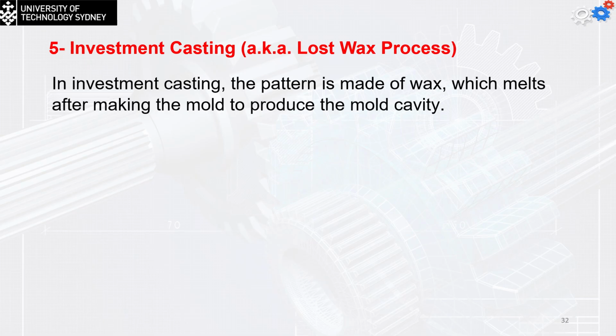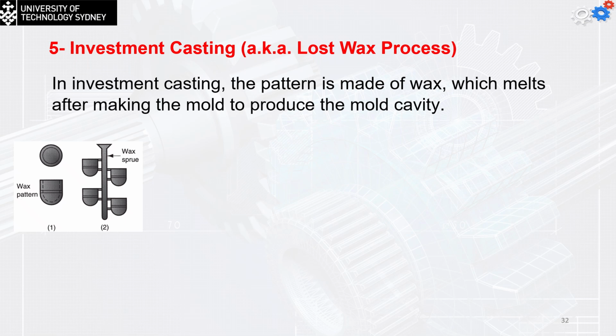Another technology is investment casting, also known as the lost wax process. In investment casting, the pattern is made of wax, which is melted after making the mold to produce the mold cavity. So we make the wax pattern. It can be made by hand, or by having a mold for the part. And once again, the pattern can consist of multiple parts that are simply glued to each other to make a bigger or more complicated pattern. We glue them on the wax sprue.